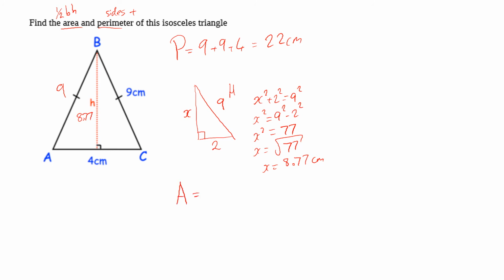So we can now find the area, a half times base times height. So a half times, let's use the whole triangle, a half times 4 times the height, which is 8.77. And that gives us an overall area for this of 17.55 centimeters squared.